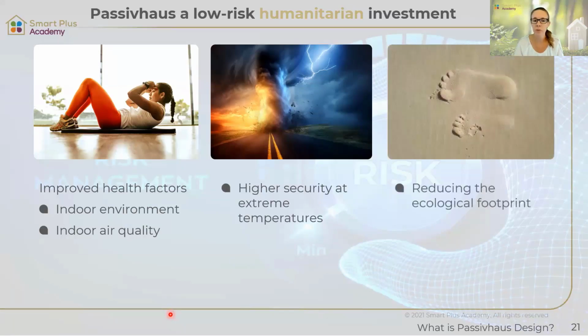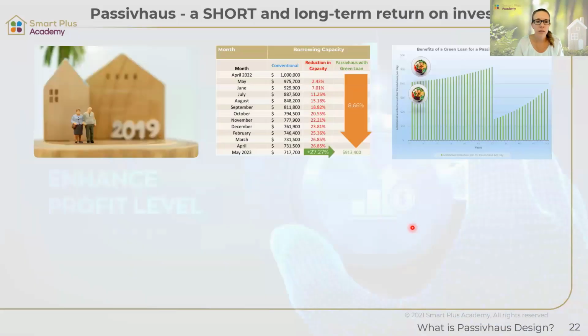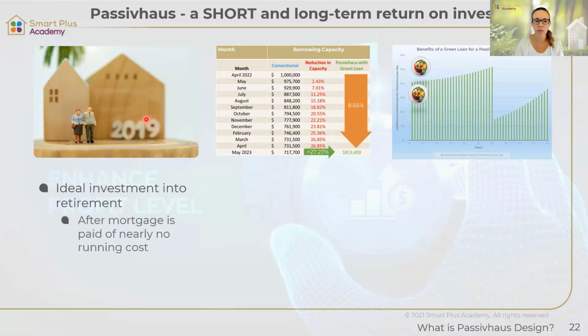And on top of that, we're reducing our ecological footprint. So we're gaining something. We're gaining health and comfort and security by doing something good for the environment. Good. And then we have to talk about short and long-term return on investments, because that's a thing that people are really thinking about. So we have an ideal investment into our retirement with Passivhaus, because after our mortgage is paid off, we have nearly no running costs.